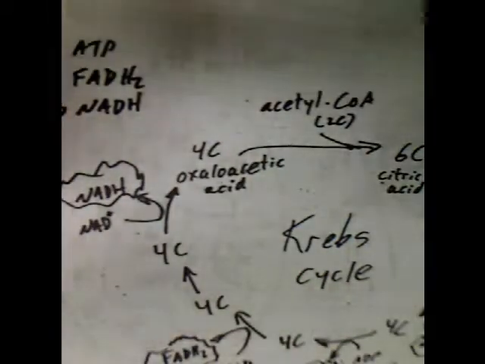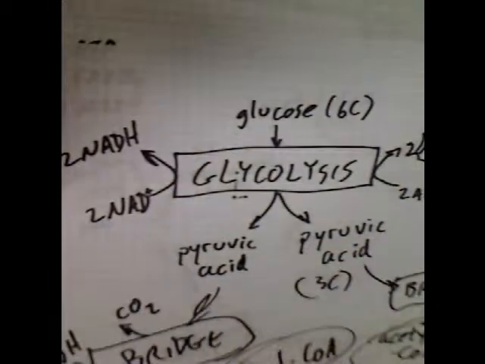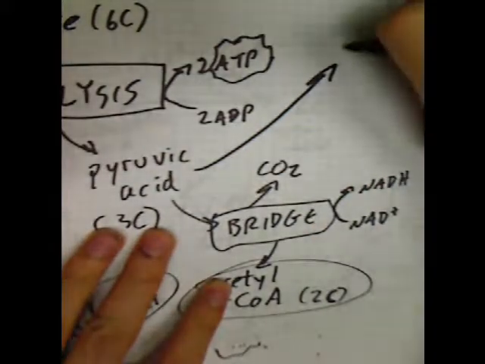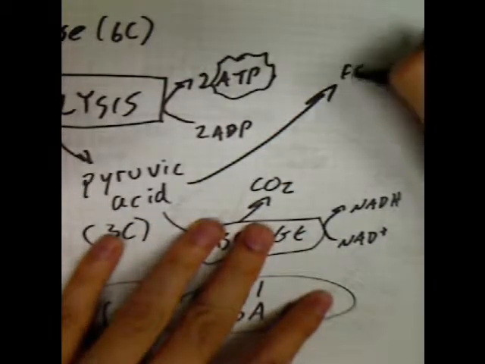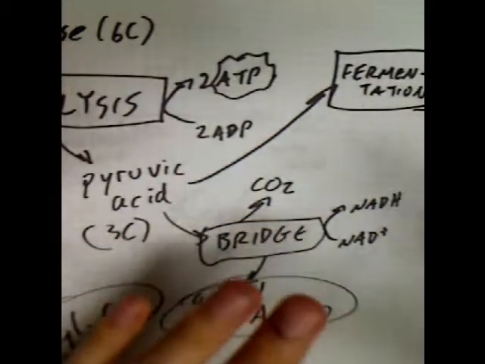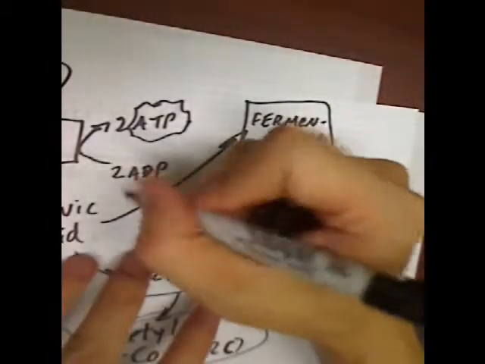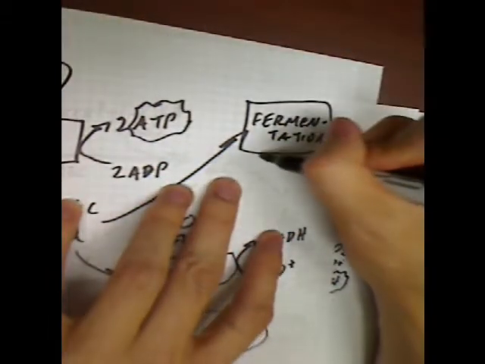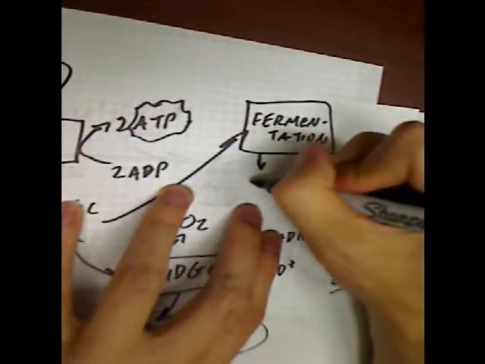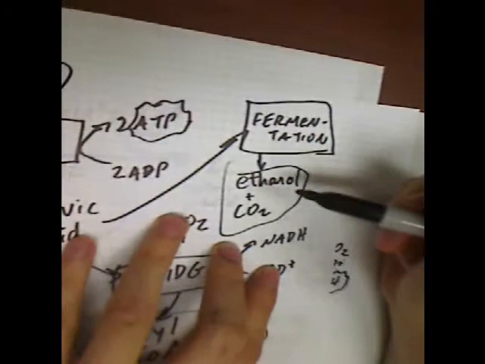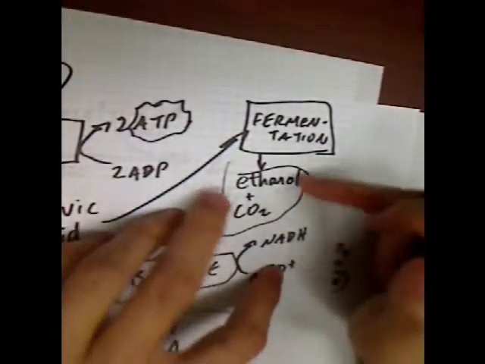And so what happens then is that we're back to glycolysis. And what will happen then is that the pyruvic acid, instead of being sent to the bridge reaction, is going to be sent to a set of reactions that people just sort of generically call fermentation. There are a whole bunch of different kinds of fermentation. Fermentation is famous mostly because of its waste products. For many people, their favorite kind of fermentation is the kind that produces, as its waste products, ethanol and carbon dioxide. So these waste products are what make beer bubbly, carbon dioxide, and alcoholic.